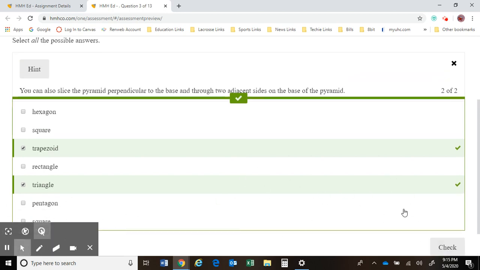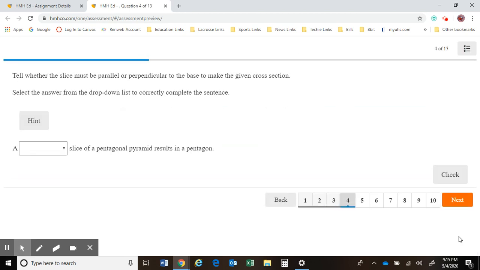And moving on to question number 4. All right, tell whether the slice must be parallel or perpendicular to the base to make the given cross section. Select the answer from the drop-down list to correctly complete the sentence. A blank slice of a pentagonal pyramid results in a pentagon. So if I want another pentagon, I've got to go parallel to the base.